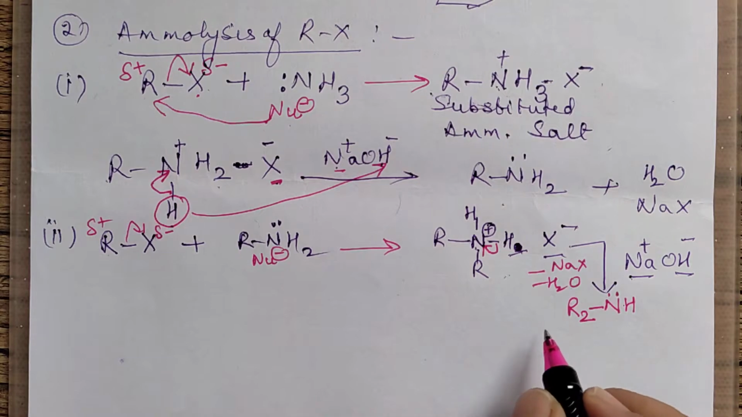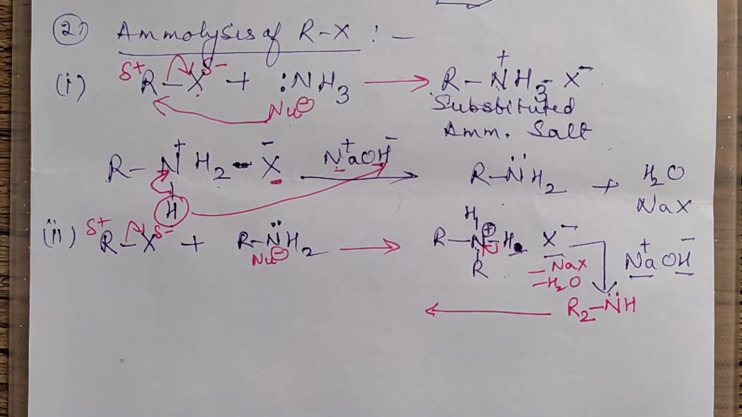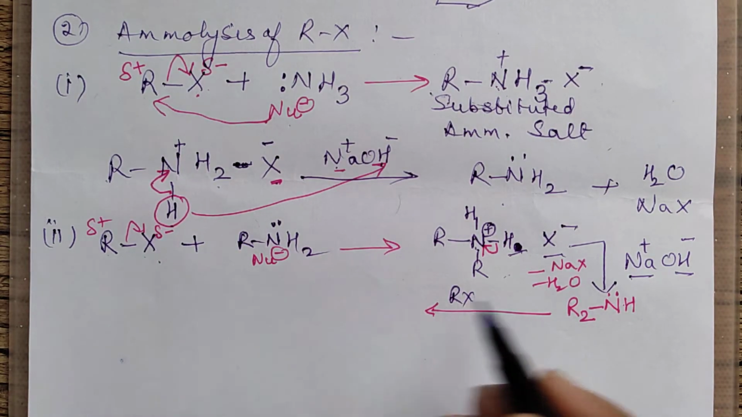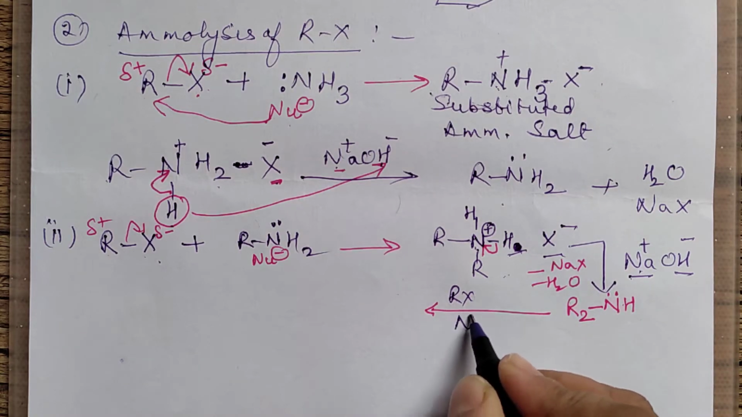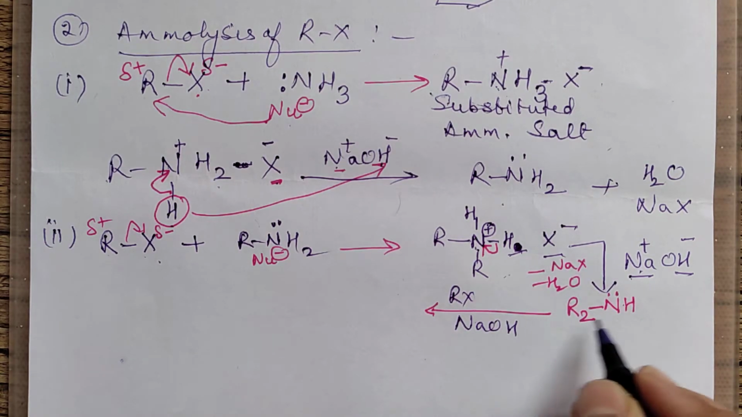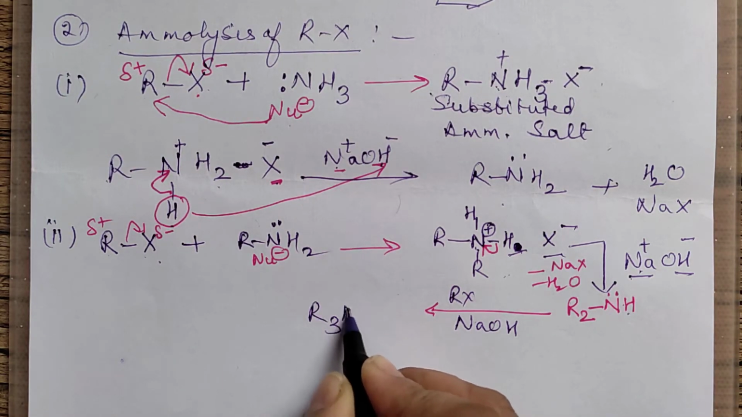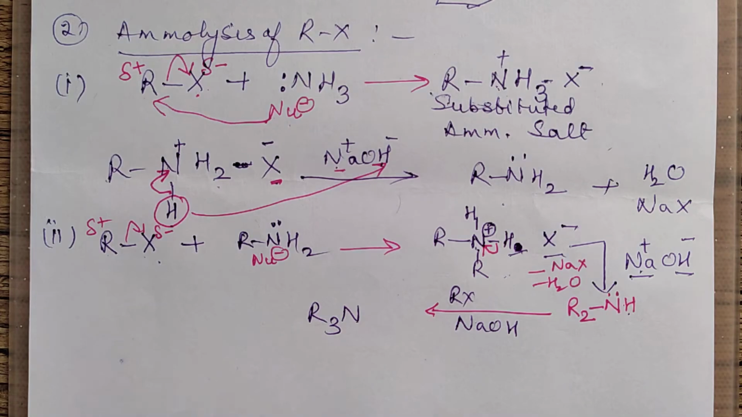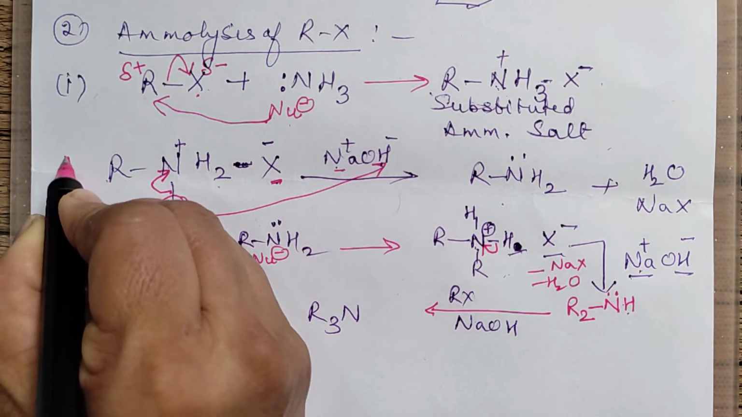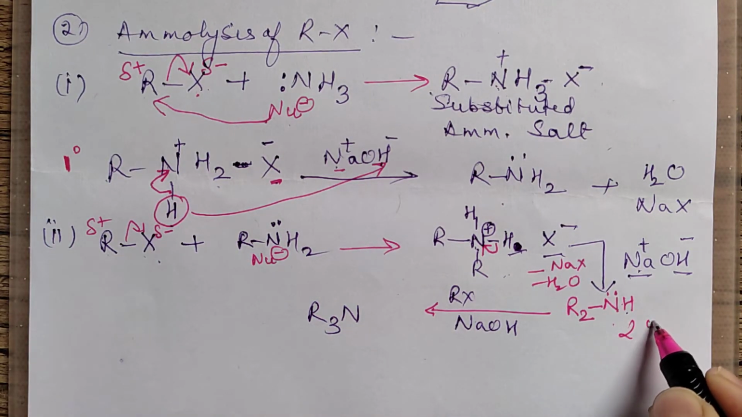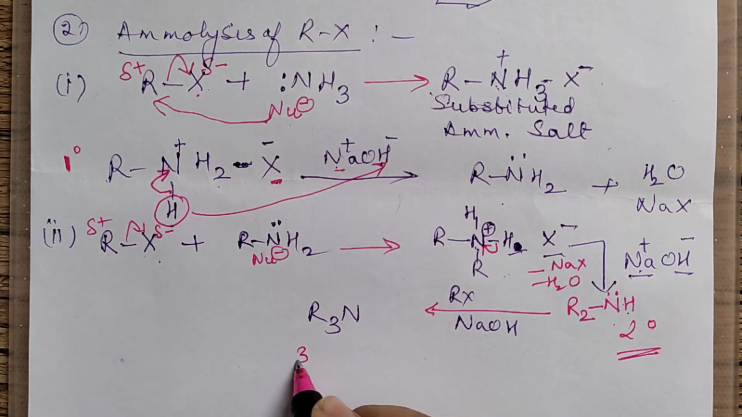Okay, so every time, if I don't write, this further will be reacting with what? RX, like I did here, RX, and then with one molecule of NaOH. So what you are getting in the next step, this H also will go, and what will you get here is R3N, right? So that means in this particular reaction you have got 1 degree amine, you got here 2 degree amine, you got here 3 degree amine.